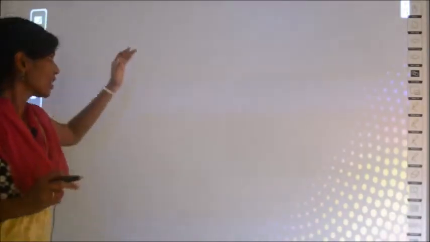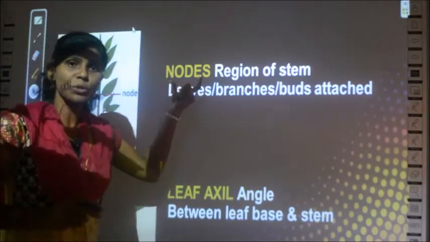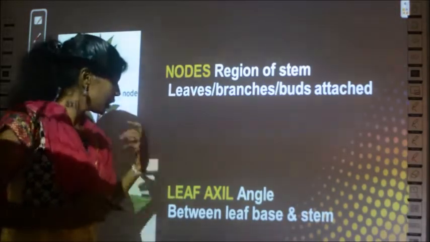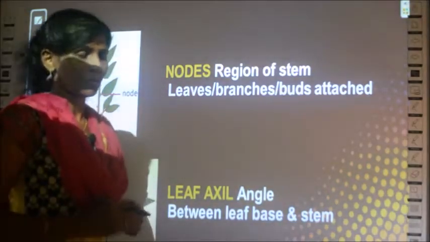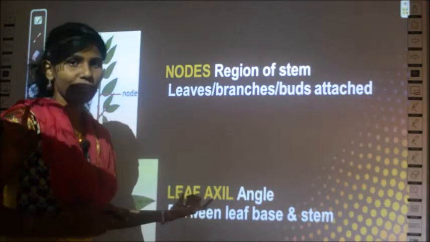Okay. Next, let's learn two terms before we study further. What are those two terms? The first term is going to be nodes. And the second term is leaf axil.